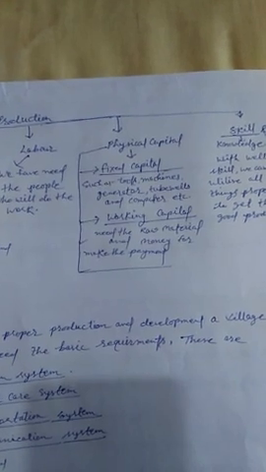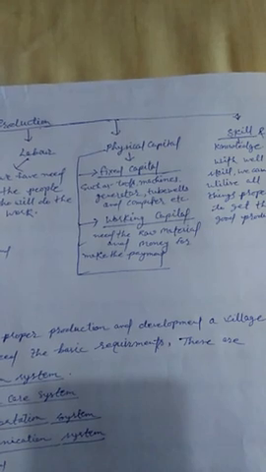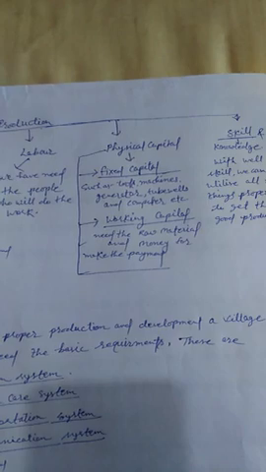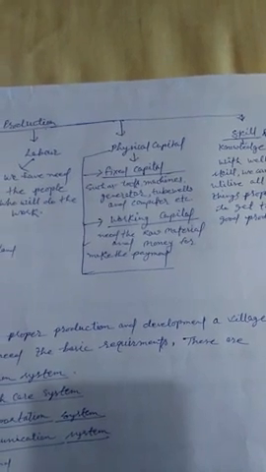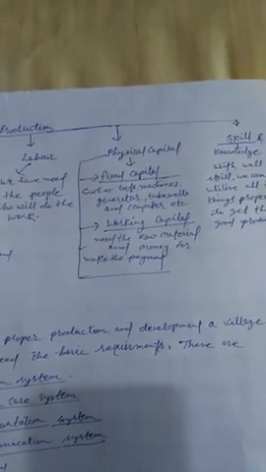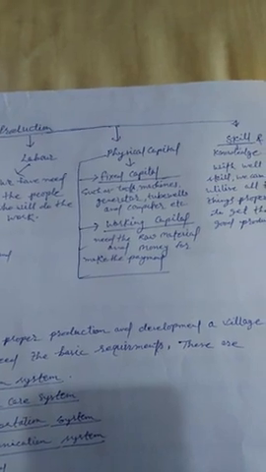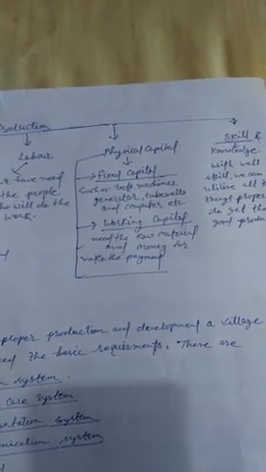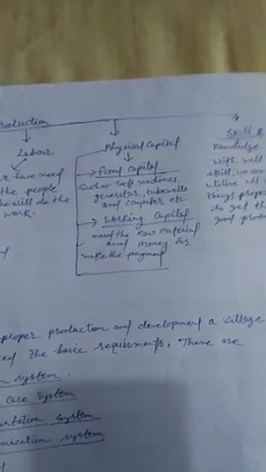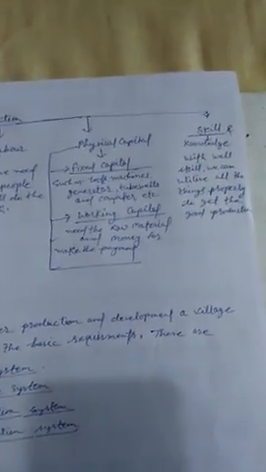The other one is working capital. Why do we need working capital? We need raw materials and money. Without raw material, the small scale manufacturing system cannot run. And for better production and better marketing, we need raw material and money. Money means making payments and buying things. Okay, the next one is skill and knowledge.